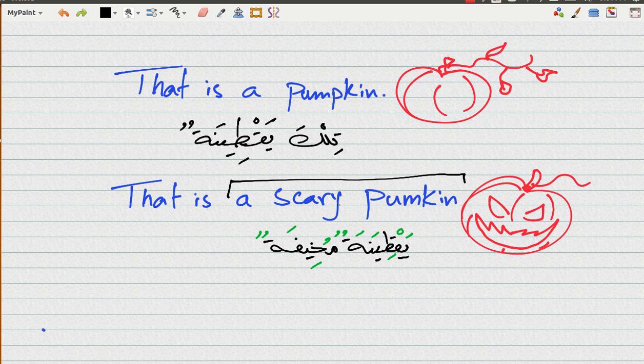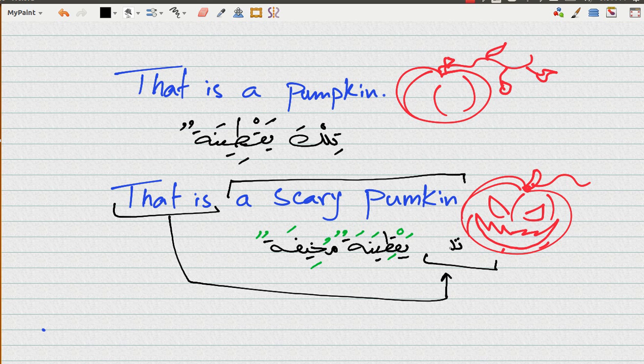How to say that that is a scary pumpkin? So we're pointing at that object. Well, all we need to do is to put that in front. يقطينة مخيفة is a feminine word. It's far away. That didn't change from the previous example. تلك يقطينة مخيفة.